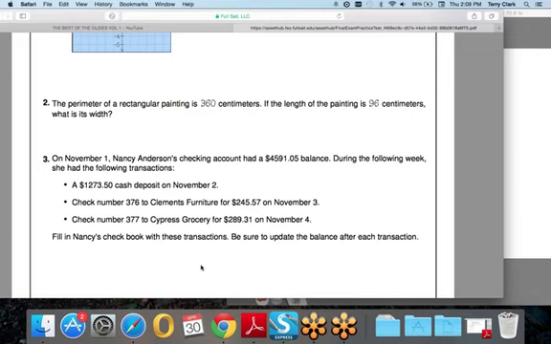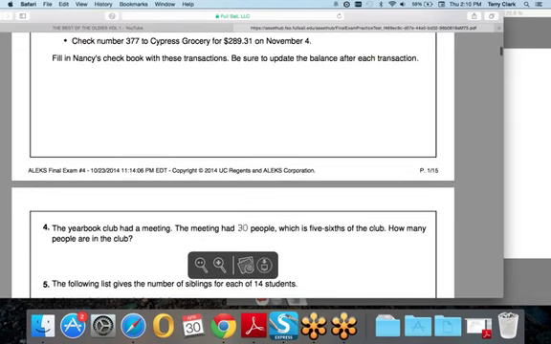It says on November the 1st, Nancy Anderson's checking account had a $4,591.05 balance. During the following week, she had the following transactions. She had $1,273.50 cash deposited. She had check number 376 of $245.57 on November 3rd. She had check number 377 to Cypress Grocery for $289.31 on November the 4th. Fill in Nancy's checkbook with each transaction. Be sure to update the balance after each transaction. Okay, so here we go.